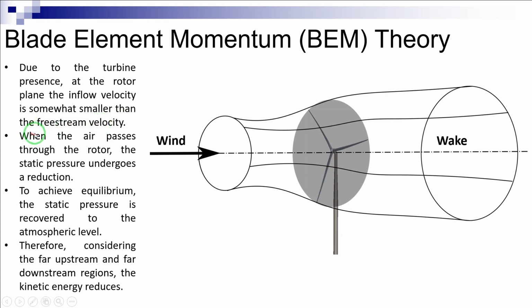As a result, the stream tube expands and the static pressure in the airflow increases to absorb the drop in kinetic energy. When the air passes through the rotor, the static pressure undergoes a reduction. Thus, the airflow leaving the rotor has a pressure which is below the atmospheric pressure level. The air then travels downstream, which is referred to as the wake, with decreased velocity and pressure. To achieve equilibrium, the static pressure far downstream in the wake region is recovered to the atmospheric level. Therefore, considering the far upstream and far downstream regions, while the pressure suffers no change, the kinetic energy reduces.